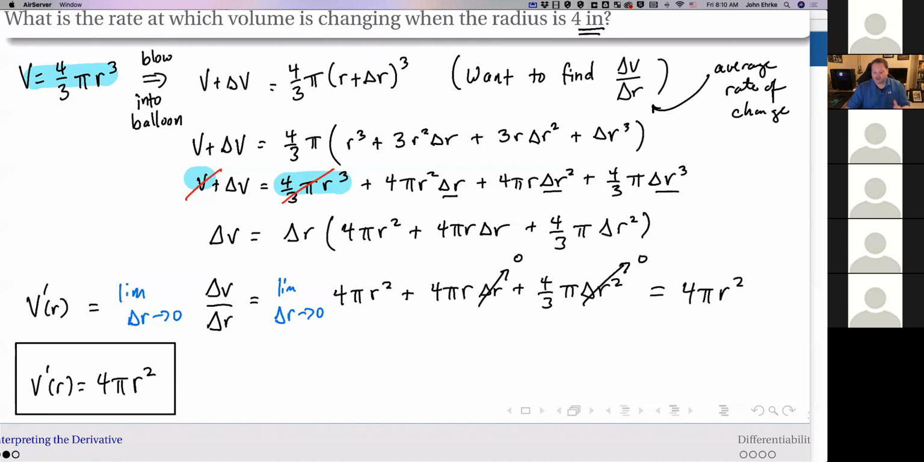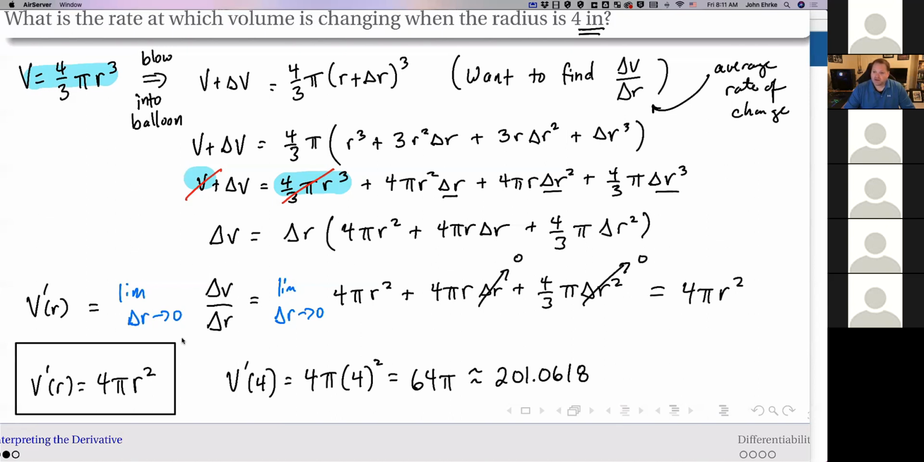And so for this problem, we obtain the derivative formula, and we're trying to look precisely when the radius is 4 inches. So if the radius is 4 inches, what's the derivative of volume? Well, it's 4 pi 4 squared, or 64 pi. Let me give you a decimal approximation of that. That is 201.0618. And here's a question I really want to ask, and that is, what are the units of this answer?